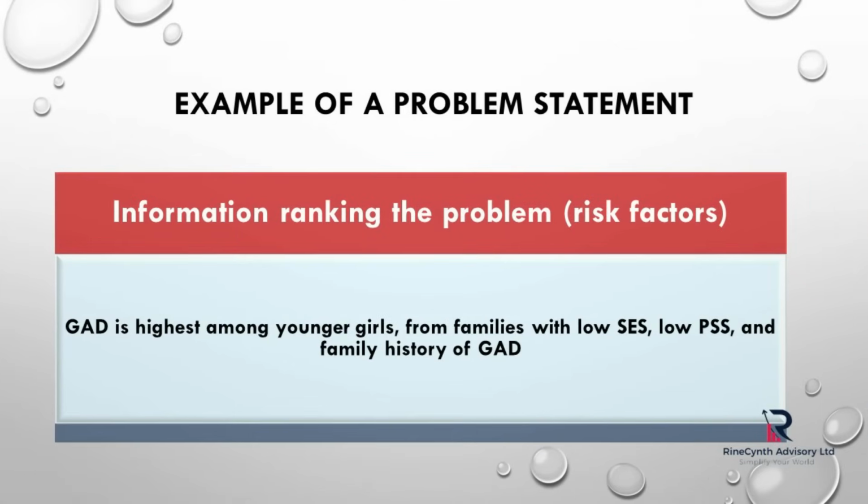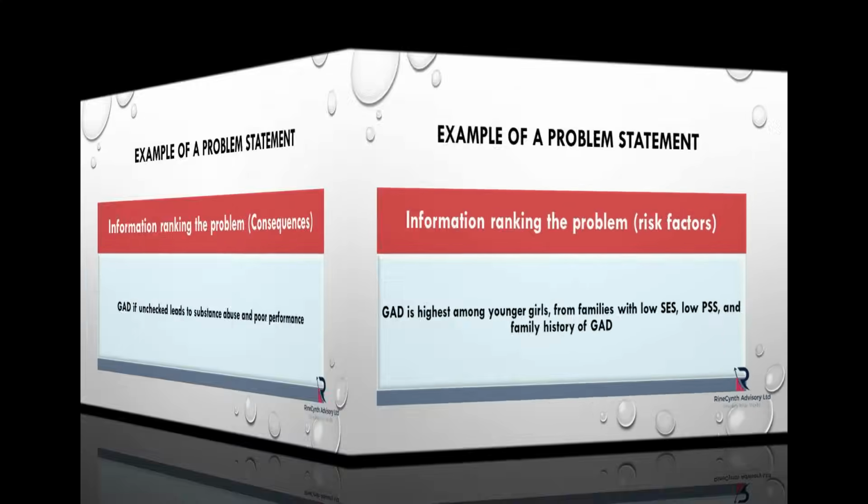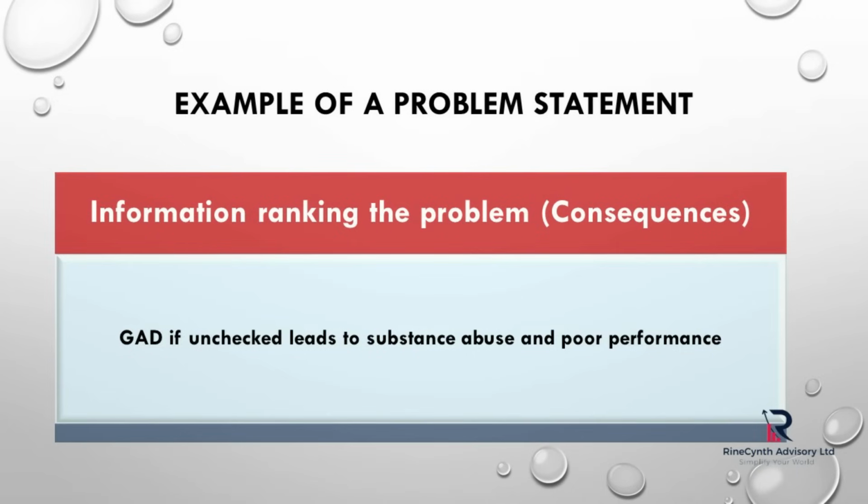So let's look at some information ranking problems. So GAD is highest among young girls from families with low socioeconomic status, low psychosocial support, and family history of generalized anxiety disorder. Let's look at some more information ranking a problem. These may be consequences. If you have different problems, you can compare the consequences. So GAD, if unchecked, leads to substance abuse and poor performance.